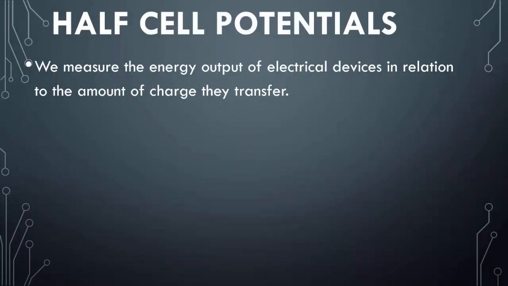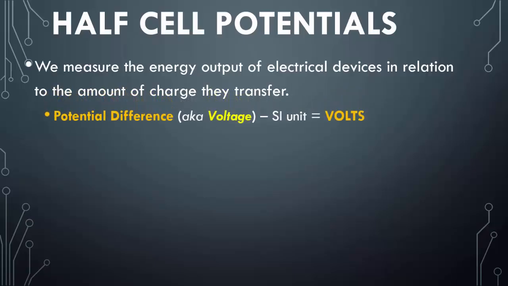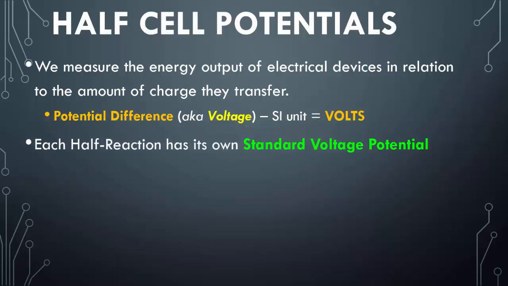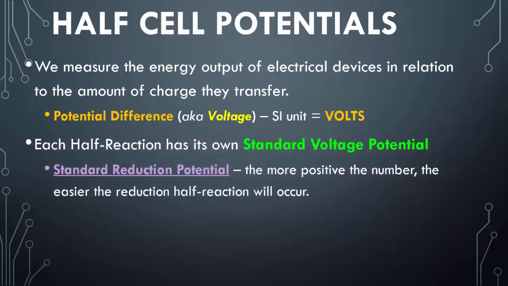So when we do half cell potentials, what these are is an actual measurement of electricity that we can determine inside of a battery, which means the potential difference, which is voltage, which we refer to as the term volts. So every half reaction that we do has its own standard voltage potential. So for example, the more positive the number for your voltage, the easier your reduction half reaction will occur.